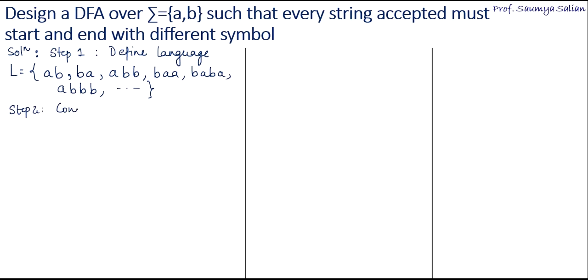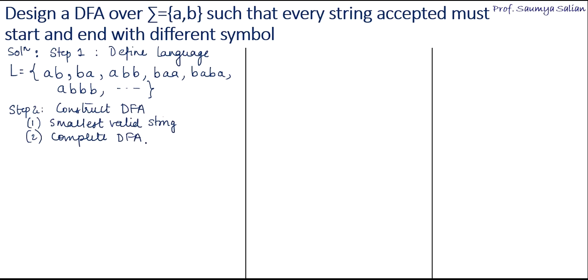Step 2 is to construct the DFA. For that, I have to follow two rules. One is to first construct the DFA for the smallest valid string. Next, complete your DFA by responding to all the pending inputs at every state. Okay. So let's start. We'll first construct a DFA for the smallest valid string, starting from the initial state Q0.